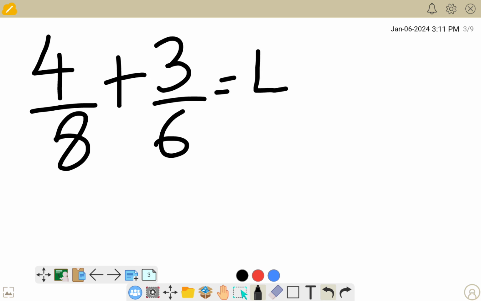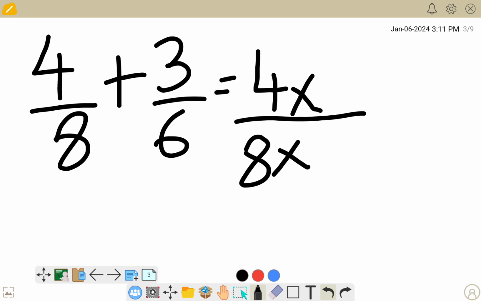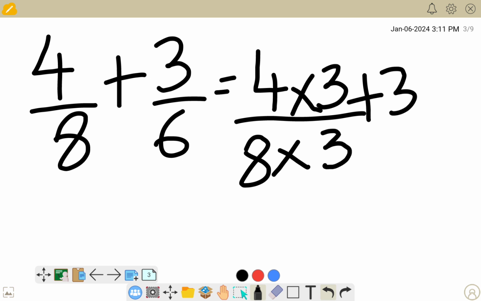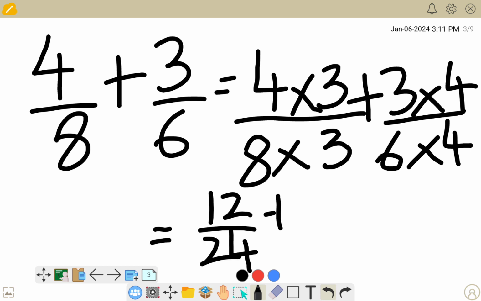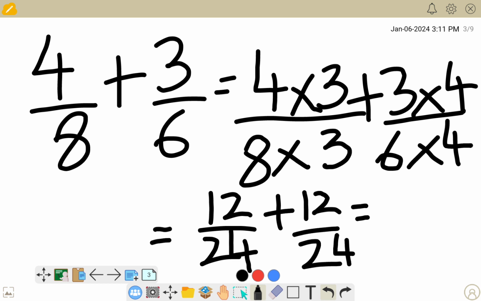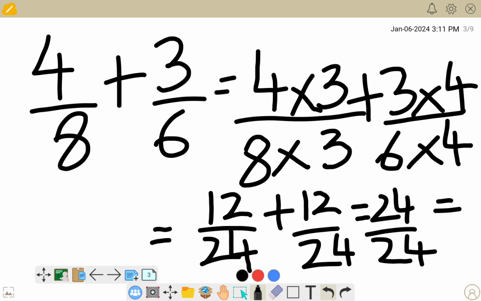So what am I going to do? I am going to multiply the numerator and denominator of 4 by 8 by 3. And in the case of 3 by 6, I will multiply the numerator and denominator by 4 in order to make the denominator 24. So I get 12 over 24 plus 12 over 24. So what do I get? 24 over 24. That is 1 whole.